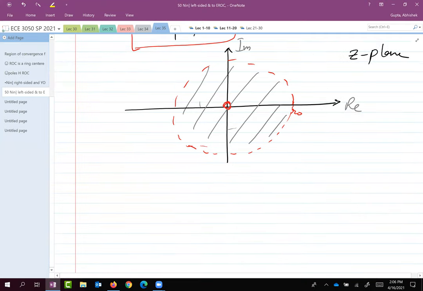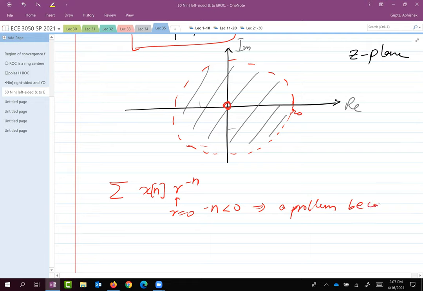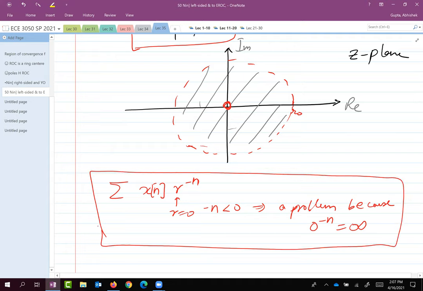The only problem with zero is when you do this summation of xn r raised to minus n, and if r is equal to zero, and n is less than zero, then it creates a problem. Because then r raised to minus n is infinity. Zero raised to minus n is equal to infinity. So that's why zero may or may not be part of the region of convergence. One has to check separately whether zero is part of the region of convergence or not.